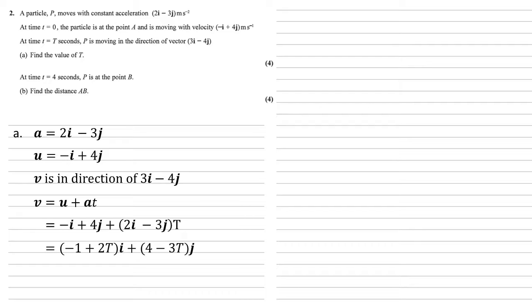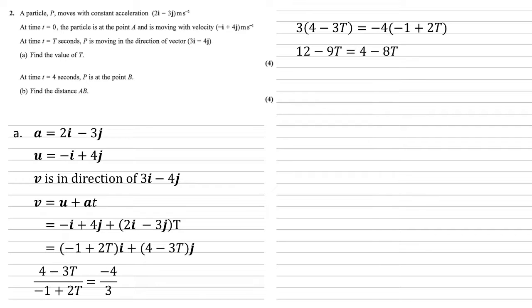But because it's in that direction, our i's and our j's have to be in the same ratio as each other. So the ratio of our j to i that we've just worked out, 4 minus 3t and the minus 1 plus 2t, is the same as the ratio of the minus 4j and the 3i on the given vector. So we can set them equal to each other as fractions. Now if we cross multiply, we get that 3 lots of 4 minus 3t is equal to minus 4 lots of minus 1 plus 2t.